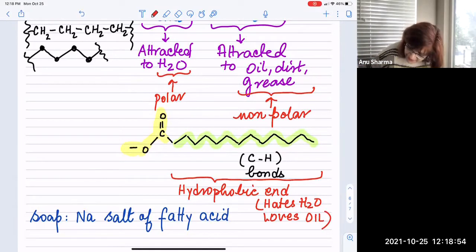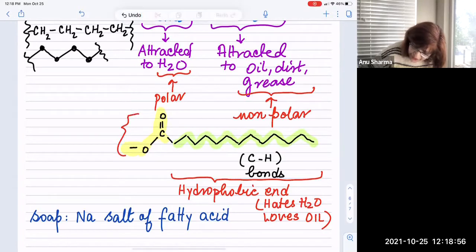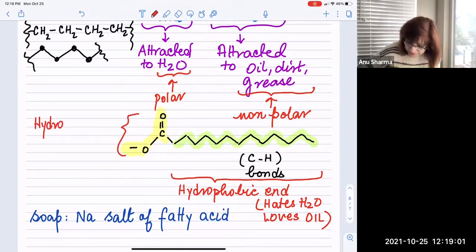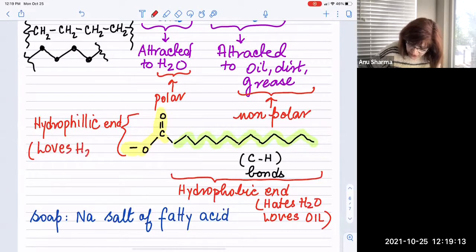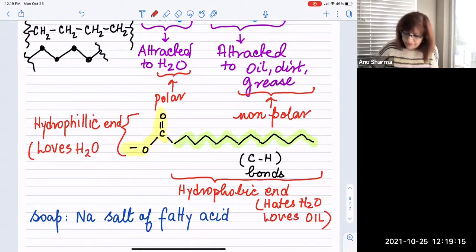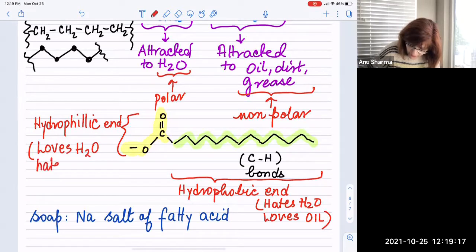This end is the hydrophilic end. Hydrophilic means it loves water, okay? And hates oil.